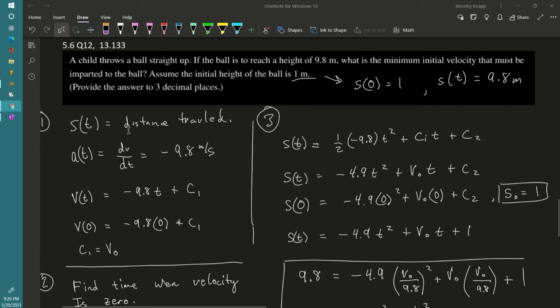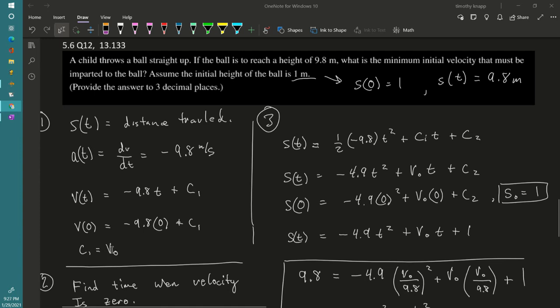And so S of t is going to be your distance traveled. The acceleration is negative 9.8 because you're talking about gravity here. Then if I take the integral of acceleration, I get the velocity function, okay? And if I set v of 0, I'm trying to find the velocity at 0, and it turns out that it's going to be the initial velocity, v0, right? So v of 0 is the initial velocity. If I solve for all that, then this constant of integration is the initial velocity, okay?